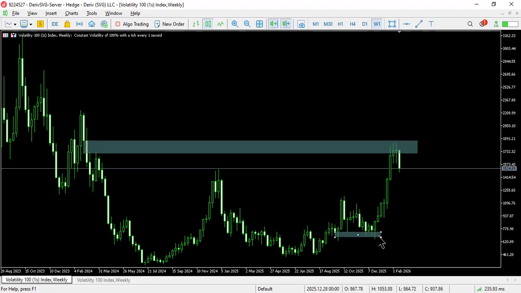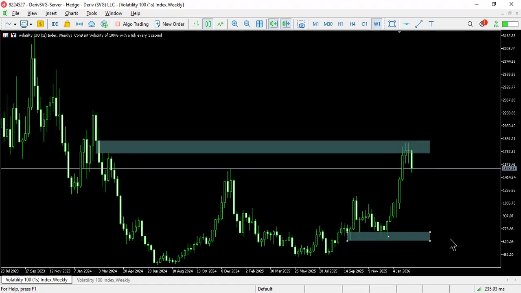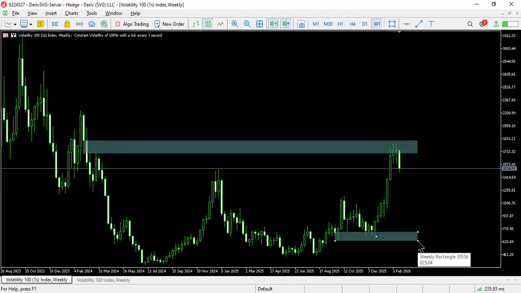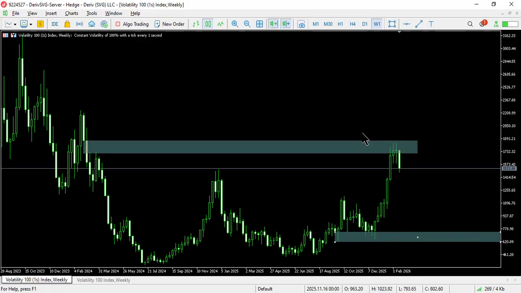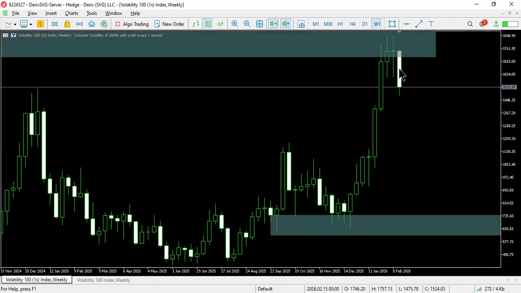we have our demand zone right there. So our bias is very clear from the weekly time frame. We can see prices moving from the supply headed to the demand zone. Therefore, this week I'll be looking for selling opportunities from the supply until this demand zone. So that's pretty much it from the weekly time frame.